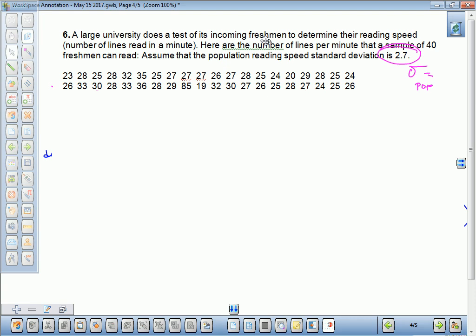And so what you're going to first do is enter all the data and run a 1 variable stats so that you can determine if there is an outlier. There's only one. I believe so. Sometimes there's multiple, but this one just does have 1. 19 looks like it could be. But 85, definitely.